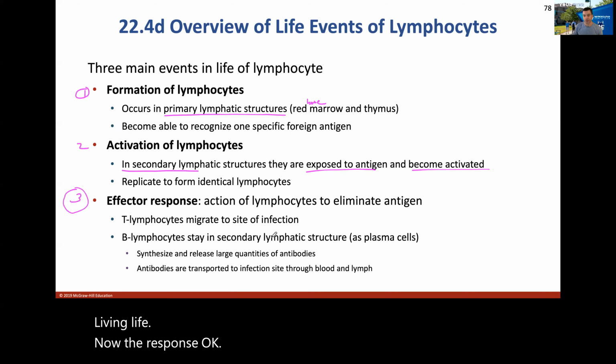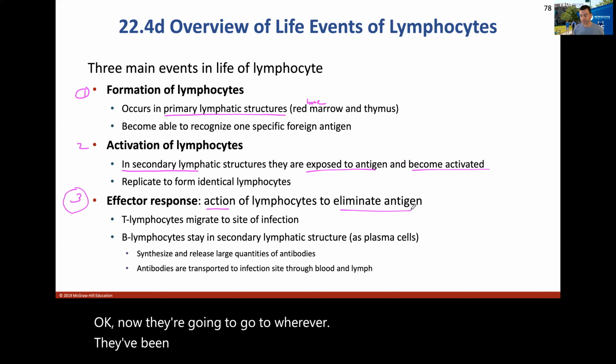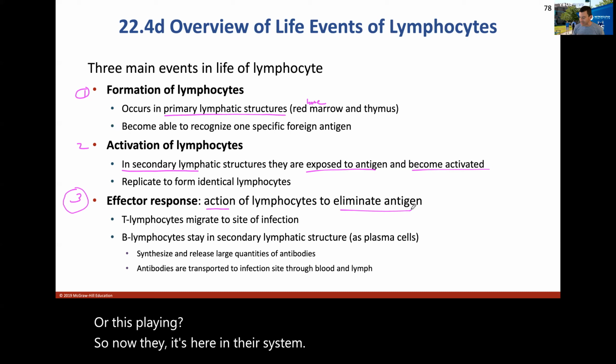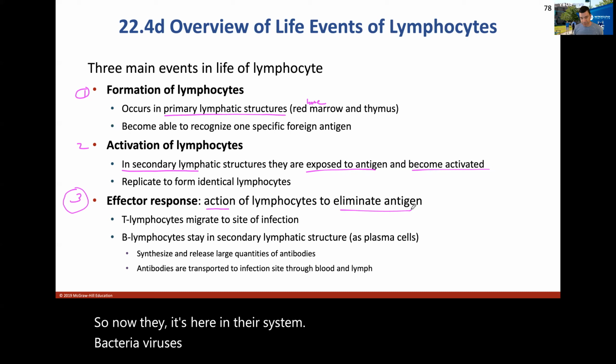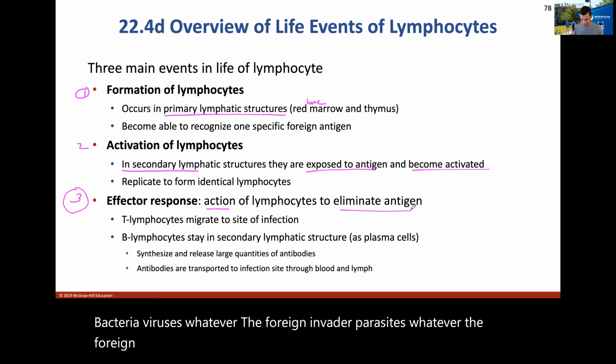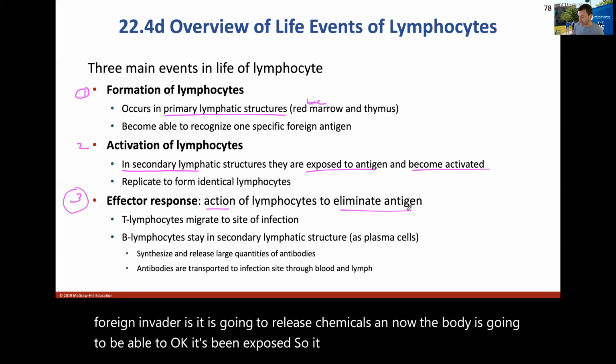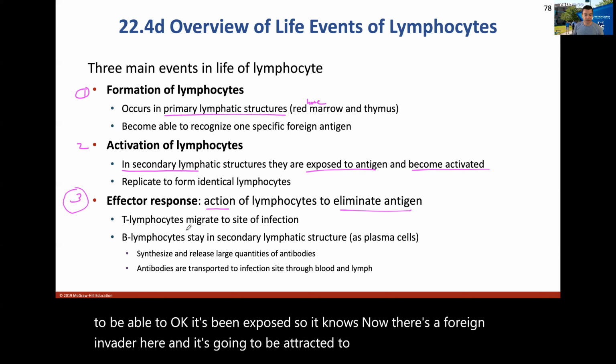The response. The effector response is activation to eliminate, okay? Now, they're going to go to wherever they've been exposed to the antigen, either in the lymph node or the spleen. So now they know it's here in their system. Bacteria, viruses, parasites, whatever the foreign invader is, it is going to release chemicals. And now the body knows there's a foreign invader here, and it's going to be attracted to those chemicals. So it'll start to move around.